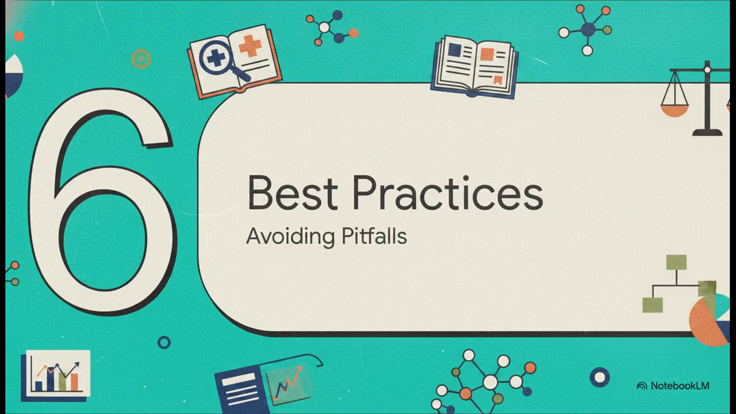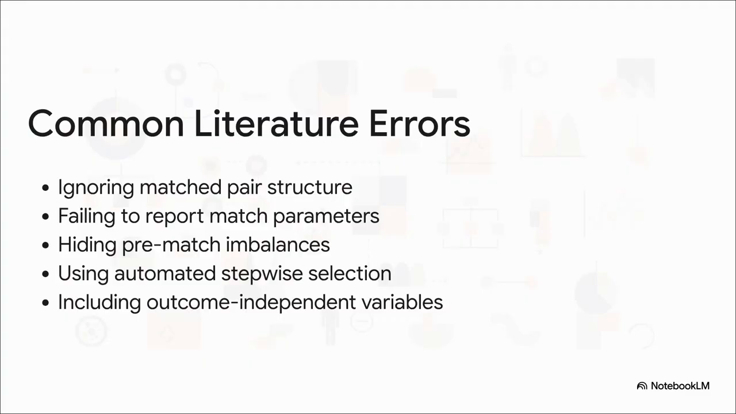Section 6. Best Practices and Reporting. Let's make sure your paper actually survives peer review by avoiding some incredibly common pitfalls. A comprehensive review of high-impact medical literature reveals that researchers make frequent, highly problematic methodological errors all the time. The single most fatal mistake we see is ignoring the matched pair structure after conducting propensity score matching.